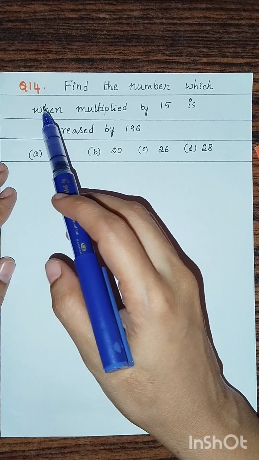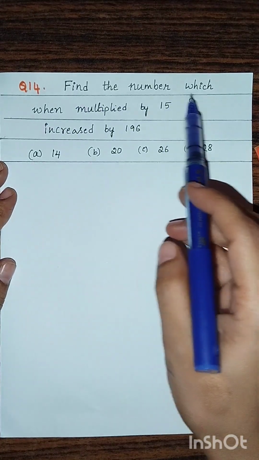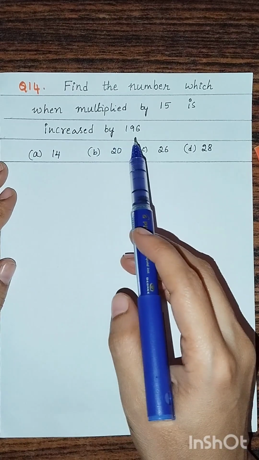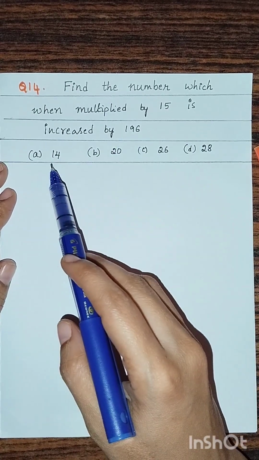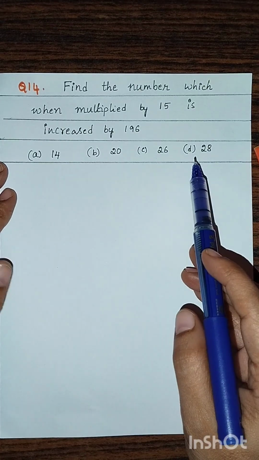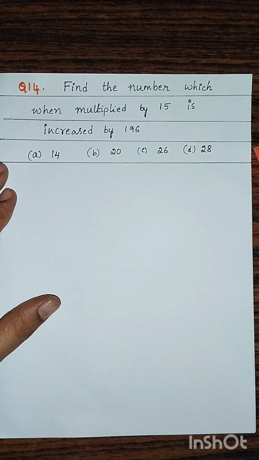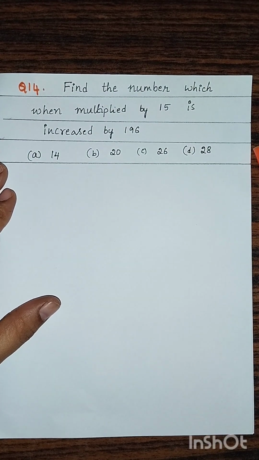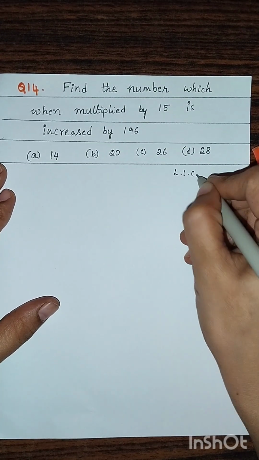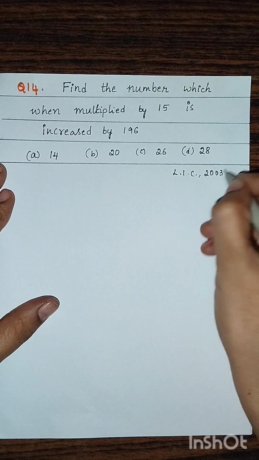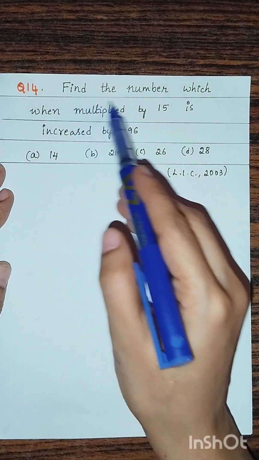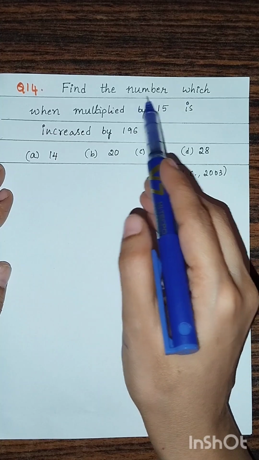Question number 14. Find the number which when multiplied by 15 is increased by 196. The options are 14, 20, 26, 28. So this was asked in the year 2003. Now let us solve the problem. Find the number. So we have to find the number.